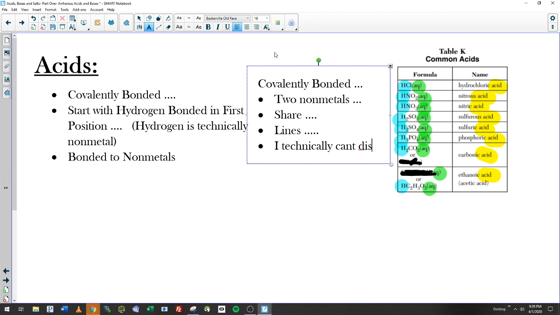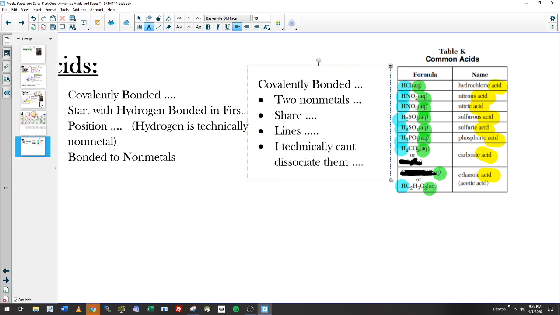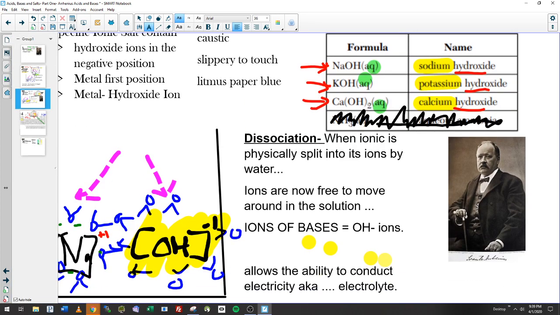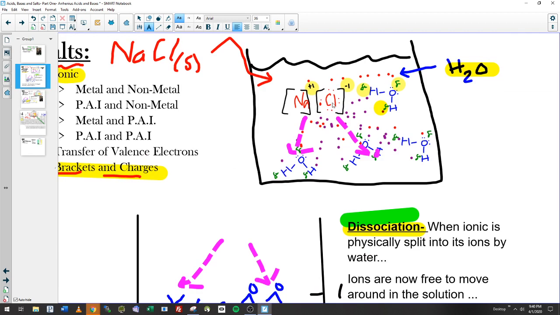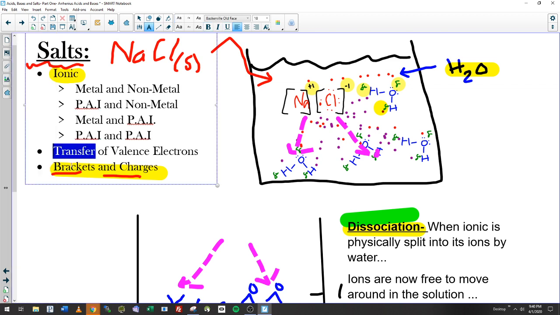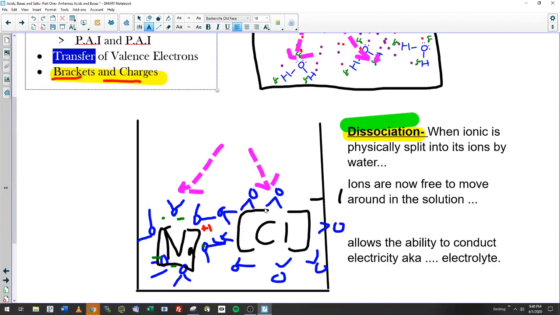And if I have lines, I technically can't dissociate them. The reason why I can't dissociate them is because they are bonded with a line. They are legit holding hands. They are connected by the valence. You're not able to dissociate them. If I go back in this picture, I had no problem dissociating sodium and chlorine because they were bracketed in charge. They were not chemically bound together by the valence. There was a full-on transfer of custody, which gave me the brackets and charges. It allowed me to pull them apart.